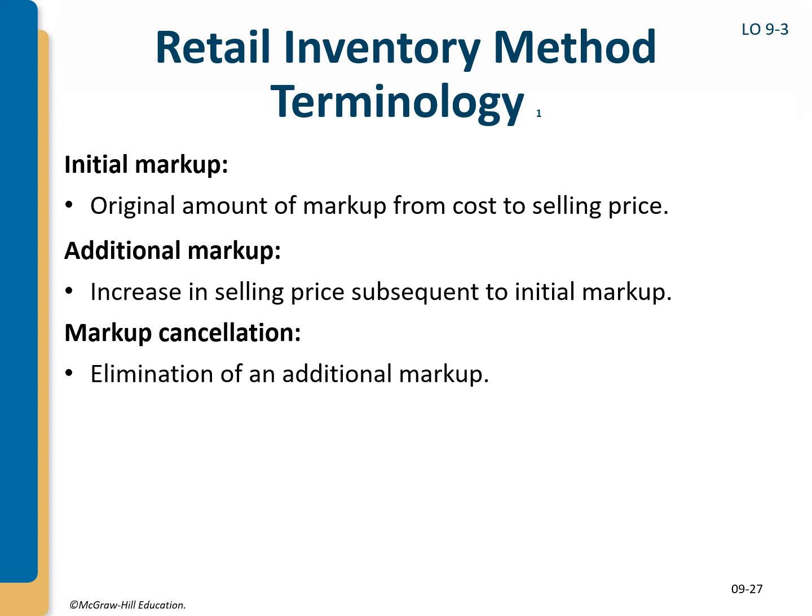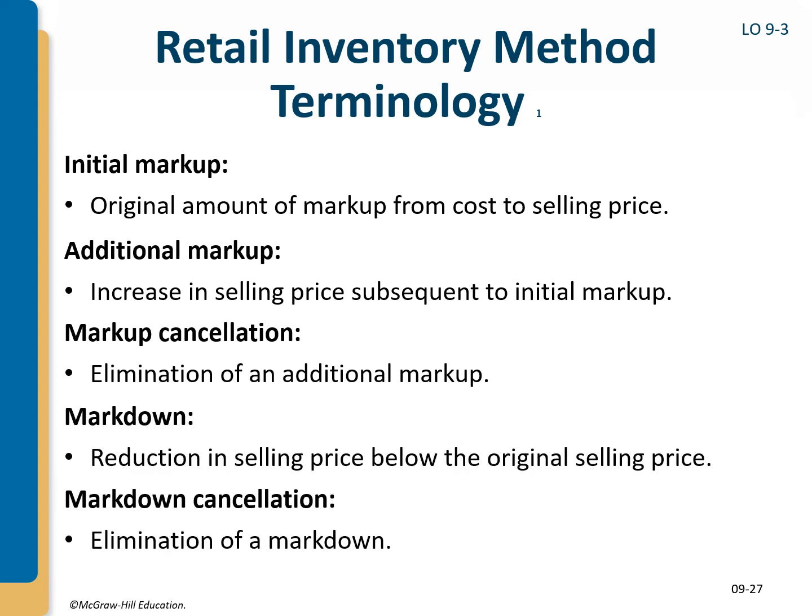So we have to keep track as a company of additional markup on items and markup cancellations. We also have to keep track of markdowns. So when we mark it down from the original selling price, and if we eliminate that markdown, if we raise the price back up, companies always have to keep track of that, but that's what they are.